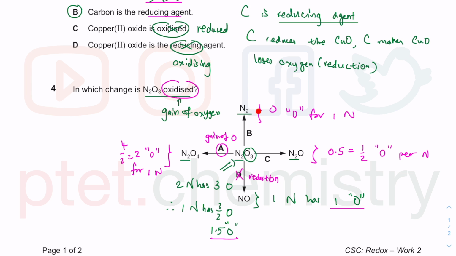If you go from here to here, from having 2 nitrogen, 3 oxygen and no oxygen, this is loss of oxygen. This is reduction as well for option B there. And then looking at this N2 and N2, from 3 oxygen for 2 nitrogen, going to 1 oxygen for 2 nitrogen, this is definitely reduction as well. You have lost oxygen. That's how easy this kind of question can be. It can also be difficult if you don't know how to interpret the question.